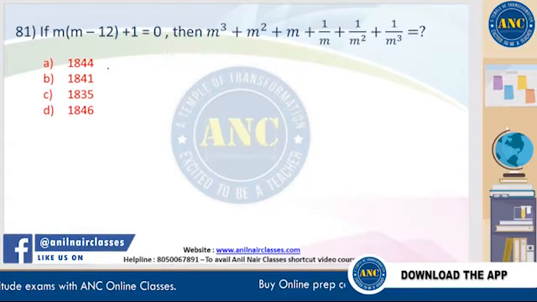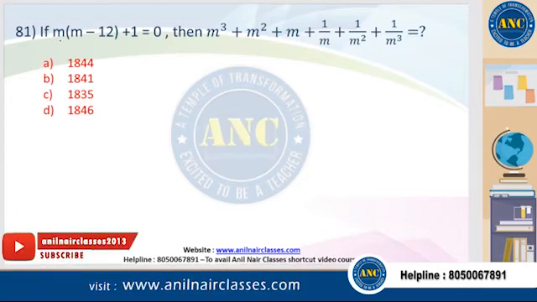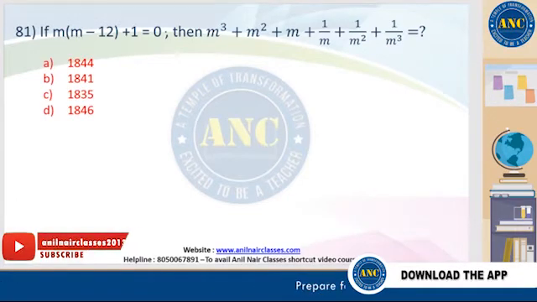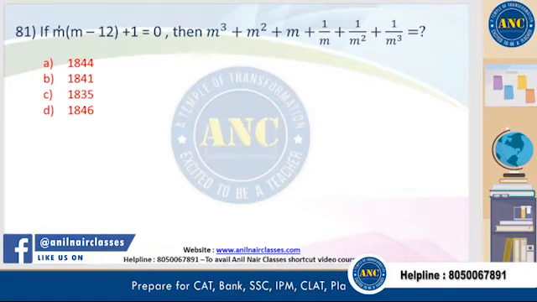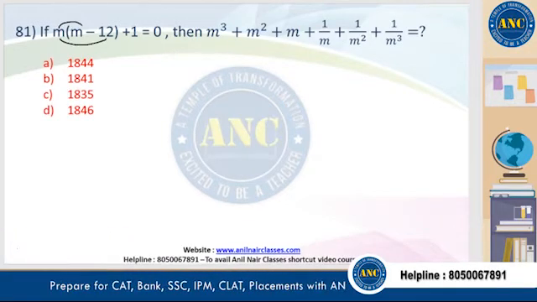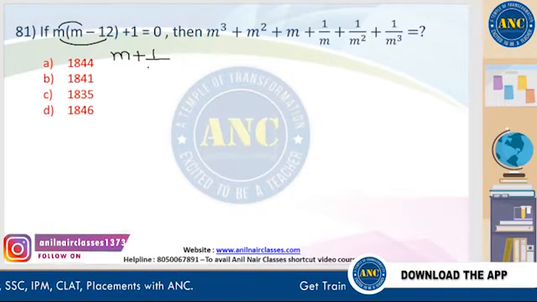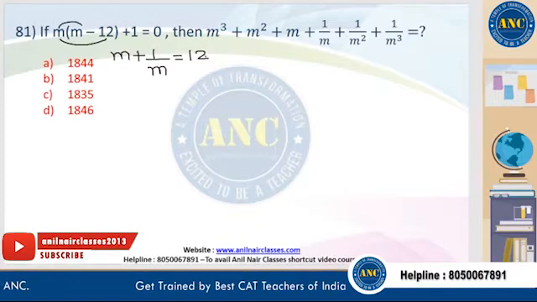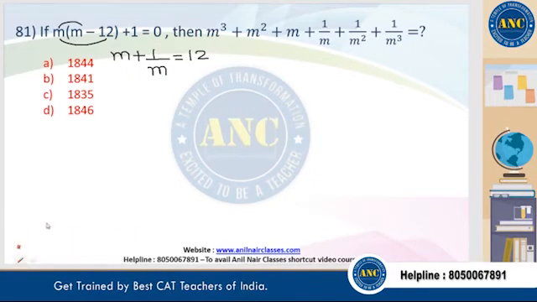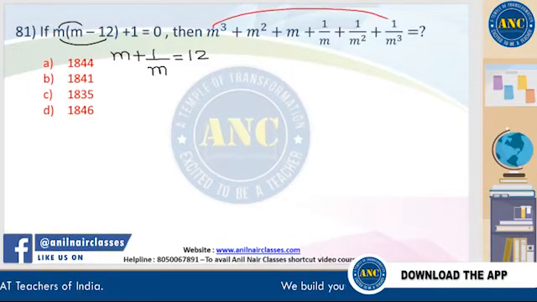Question number 81. Very easy question, sir. Not at all a difficult task. M into m minus 12 plus 1 equal to 0. See, you should always try to do it in your mind itself. M square minus 12m plus 1 equal to 0. That means from that I can write m plus 1 by m is equal to minus 12, shift to the left hand side, it becomes plus 12. Very easy. Now if you try to group it in a proper order, your job is done. M cube plus 1 by m cube.